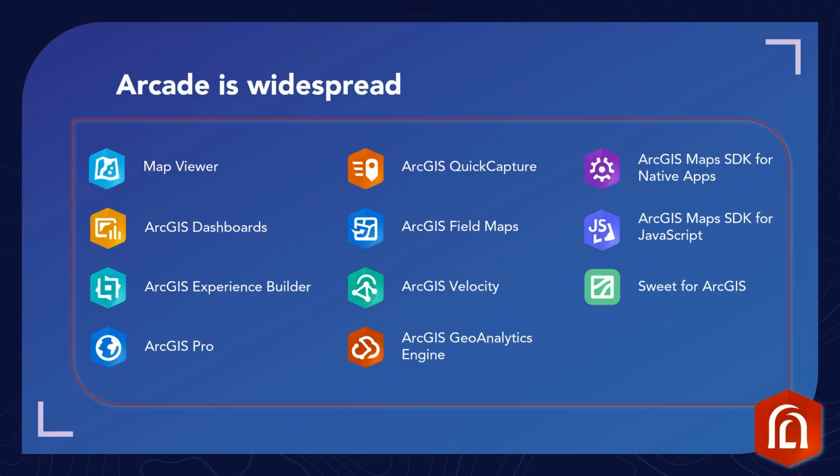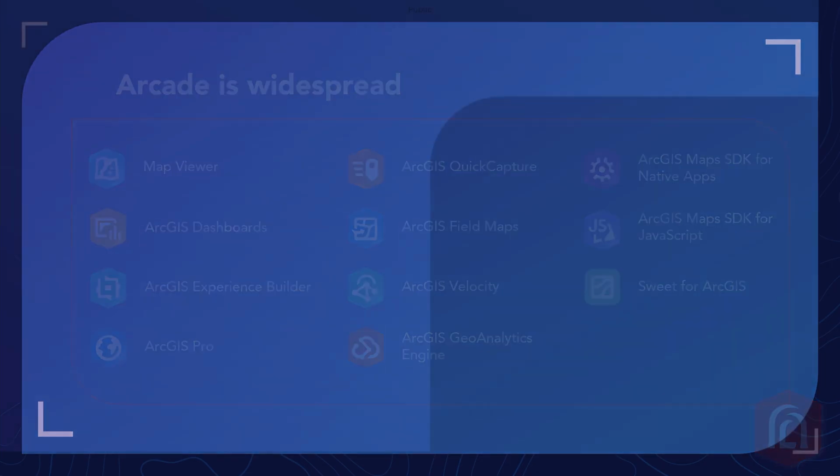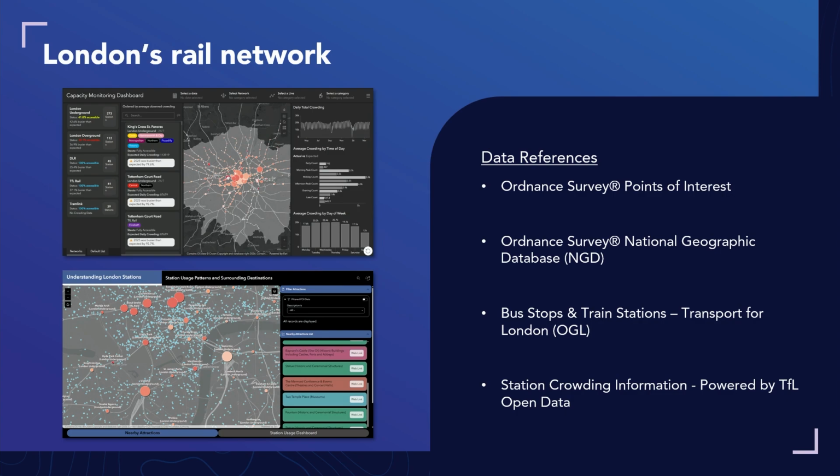So we decided to base today's session on something that many of you will have already used today, London's rail network. By combining Transport for London's open data for station locations and usage patterns, along with Ordnance Survey's National Geographic Database and points of interest data, we've created two example apps to showcase the power of Arcade.